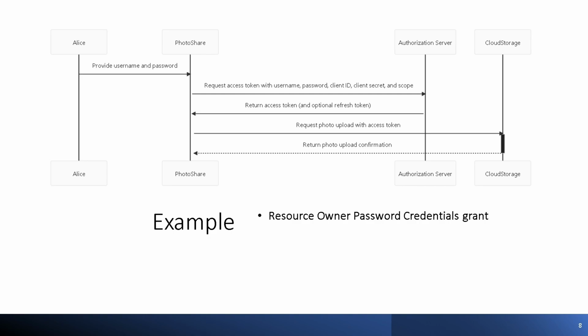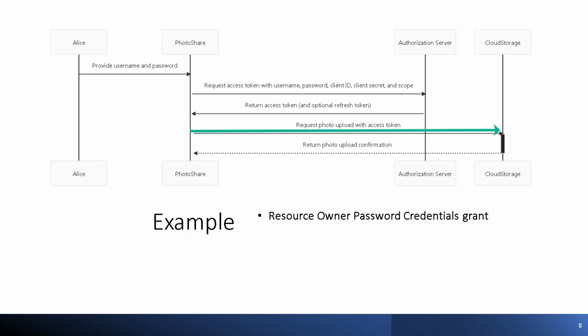She enters her cloud storage username and password in the PhotoShare app, which then sends them along with the client ID and client secret, as well as scope, which in this case would be, hypothetically, upload, to the authorization server of cloud storage. The authorization server verifies the credentials of Alice and PhotoShare, and if valid, returns an access token and optionally a refresh token to PhotoShare. PhotoShare then uses the access token to upload the photo to Alice's cloud storage account.